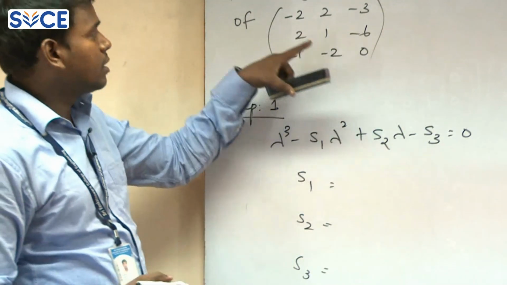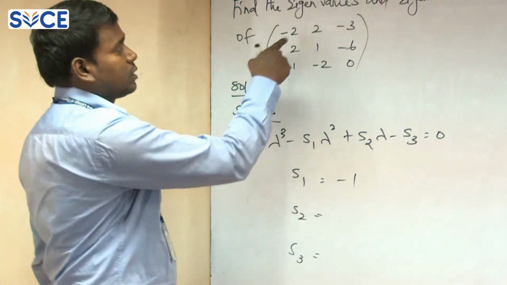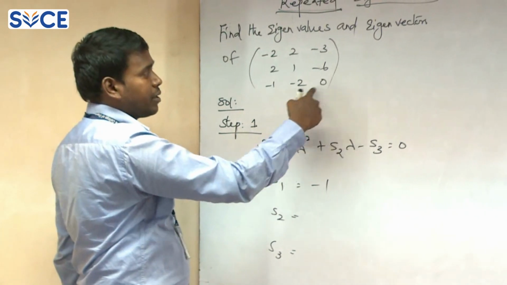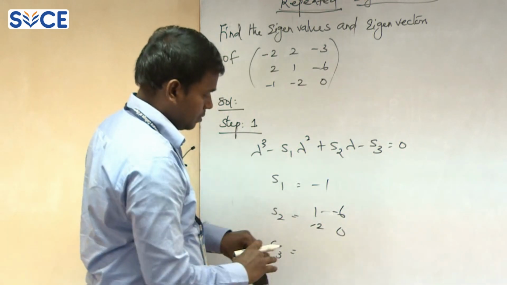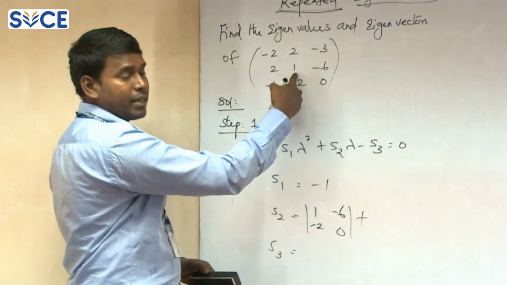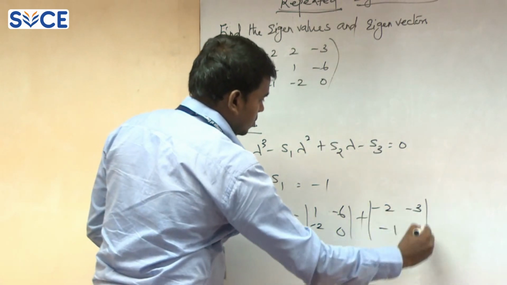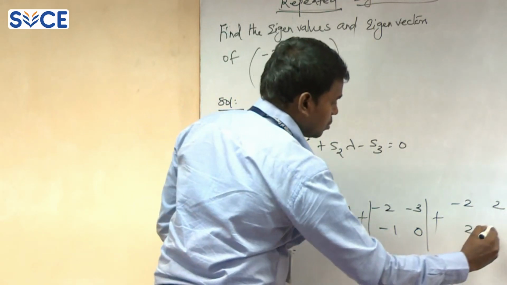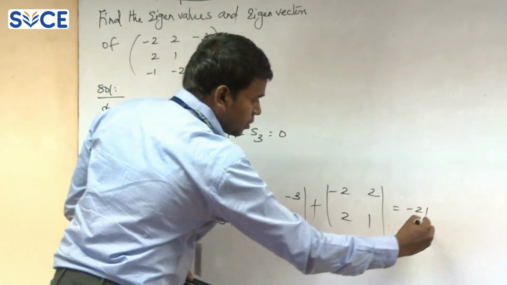S1 is the sum of the main diagonal elements, that is minus 2 plus 1, plus 0. So the answer is minus 1. S2 is the sum of the minors of the main diagonal elements. First minor: for minus 2, it is 1, minus 6, minus 2, 0. Second, for the second main diagonal element 1, it is minus 2, minus 3, minus 1, 0. Last one, for 0, it is minus 2, 2, 2, 1. If we expand, the answer is minus 21.